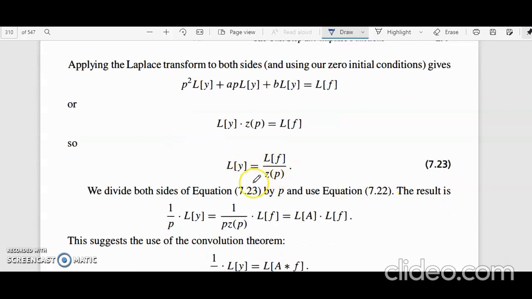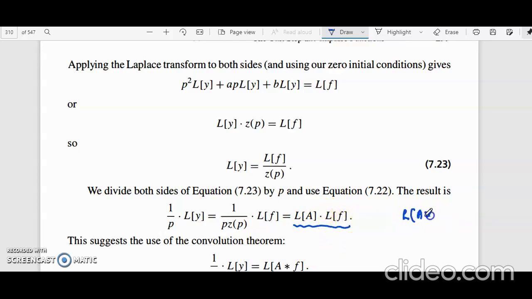And now if you divide on both sides by p, what we get is 1 by p into L of y equal to 1 by p z of p into L of f. Now 1 by p z of p is L of a. So what we are getting is 1 by p L of y equal to L of a into L of f. Once you have the product of Laplace transforms, that is the Laplace transform of a convolution.